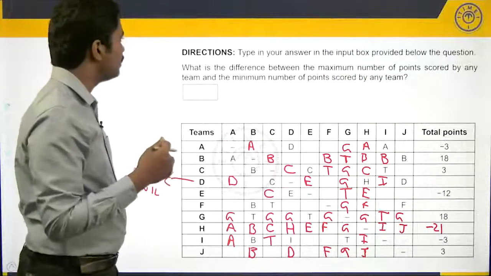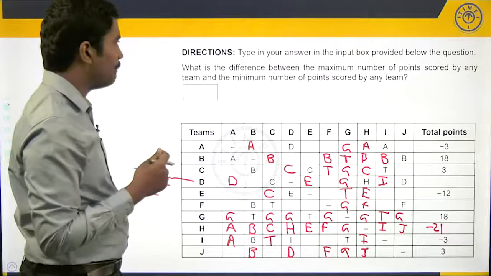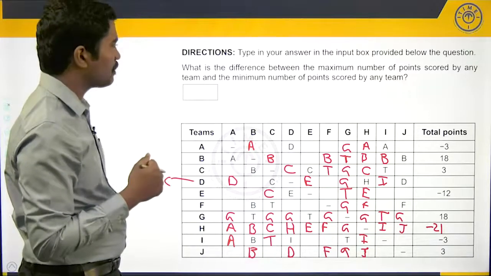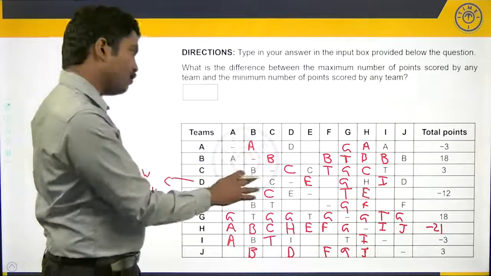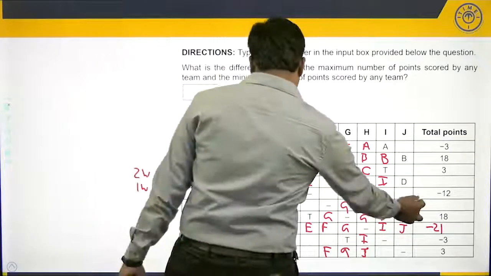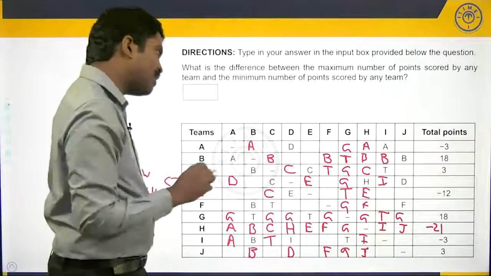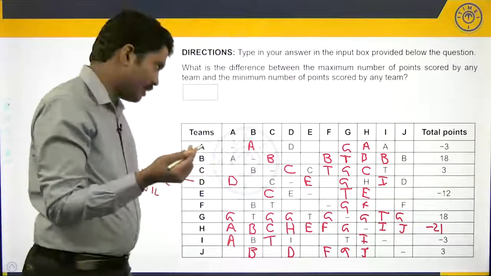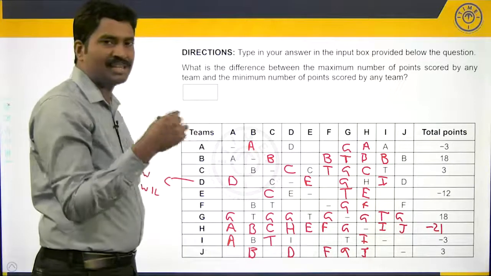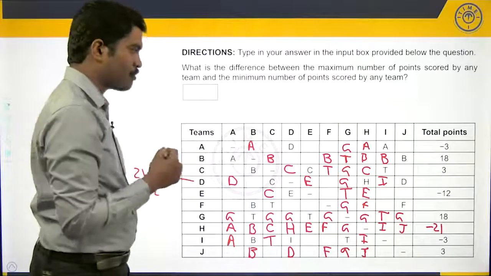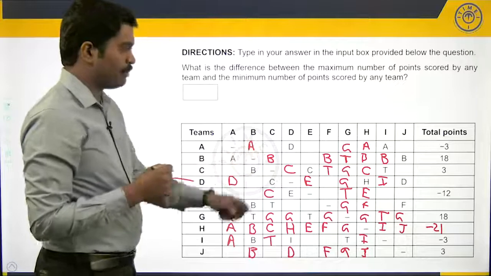The next question, what is the difference between the maximum number of points scored and the minimum number of points scored by any team? Now here, while we do not know the scores of F as well as D, D could be as high as only 18, right? Because it was already mentioned, the team which did not lose even a single match had the maximum number of points. Maximum is 18 and the minimum is minus 21.